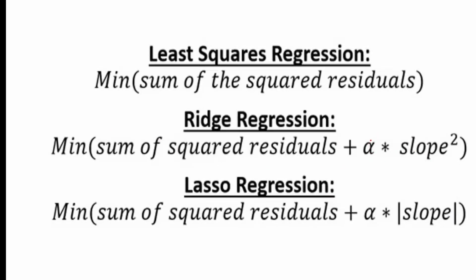Now what is meant by alpha? Alpha is not fixed. We have to identify that one. That is the hyperparameter. We have to try different values, and we identify which is the best one.